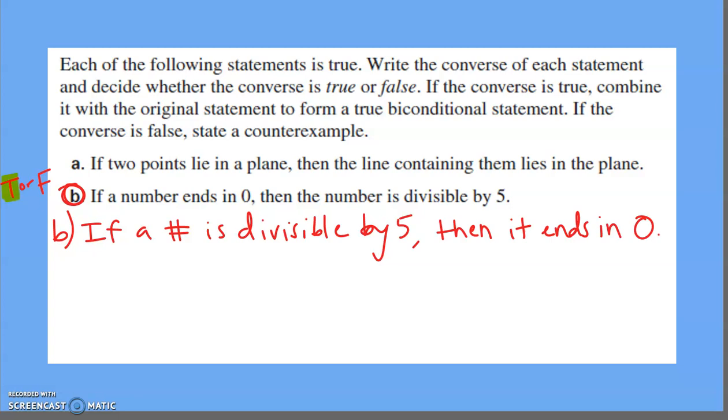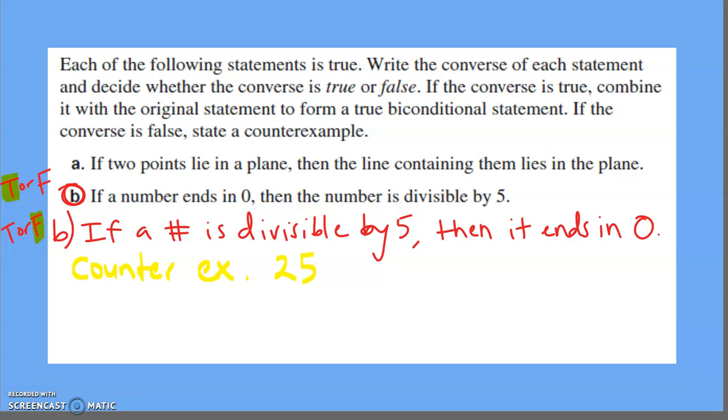Now let's take a look at this example. Is this true or is this false? If a number is divisible by 5, doesn't mean that it ends in a 0. I think that this statement is false. And my counterexample is the number 25. Okay, 25 is divisible by 5, but it doesn't end in a 0. Now this is one of lots of counterexamples that we could write.